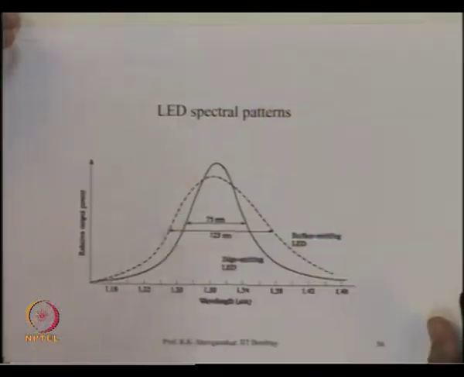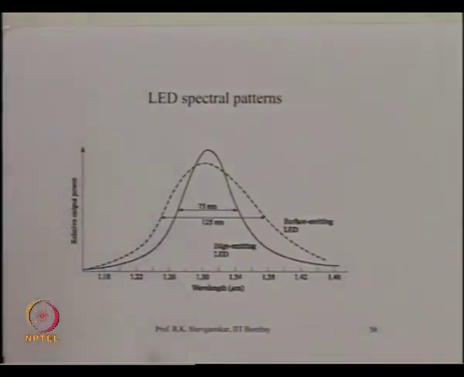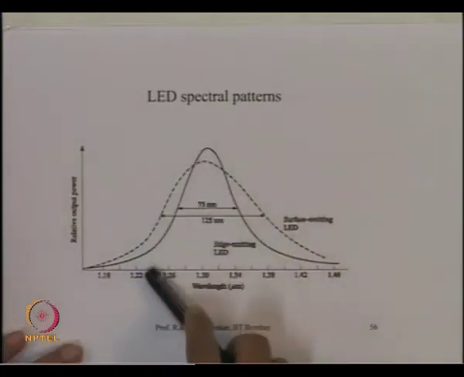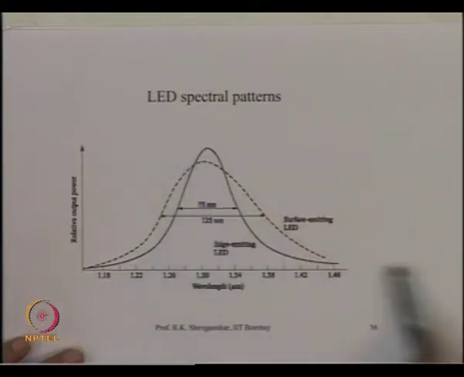So, if I take a typical LED and if I look at the spectral distribution of a typical LED, it will look something like that. This does not have a very rapid cutoff on one side and tail extending on the other side.